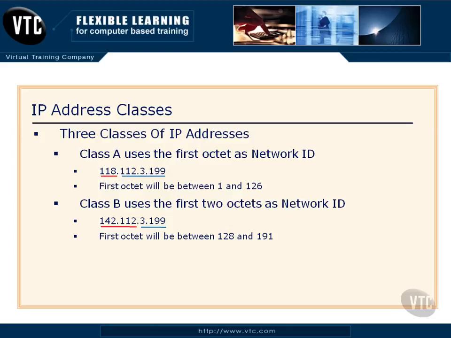and 191. Now, some of you are looking at the screen right now saying, hey, wait a minute. The first Class A addresses goes from 1 to 126. Shouldn't Class B start at 127? It looks like you're skipping some there. And yes, we are skipping some. And the 127 address space is used for other things, and we will talk about that a little bit later on.